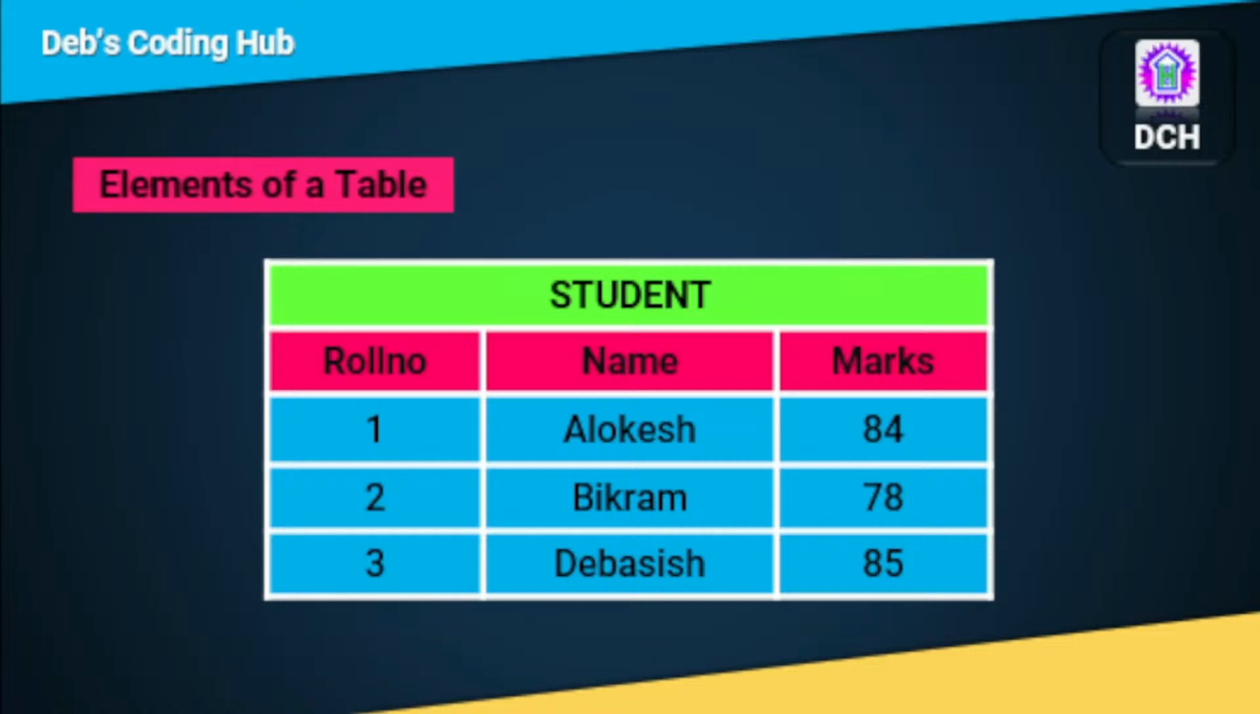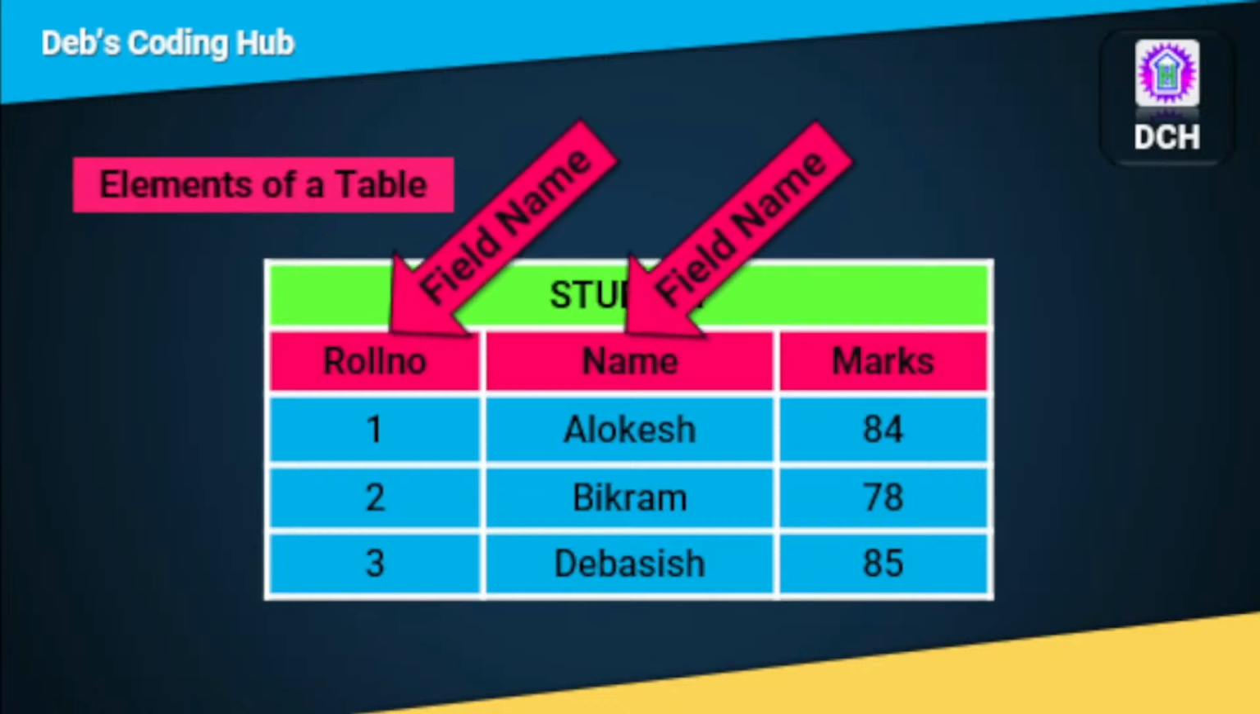Now for storing data, a table is actually divided into some columns. These are called field names also. So roll number is a field name, name is another field name, and marks is the third field name. So we have three fields here. Field 1 is roll number, field 2 is name, and field 3 is marks. All these three fields denote that we will store only these three types of information about the student in the student table.